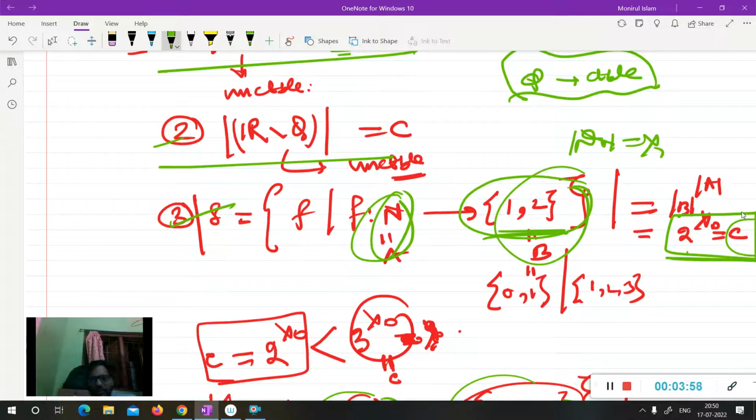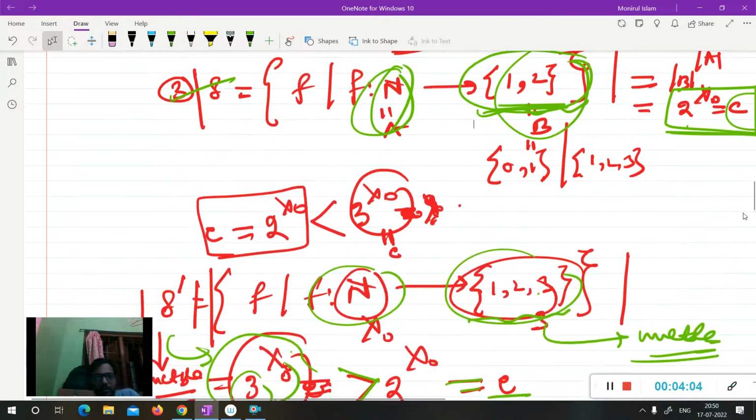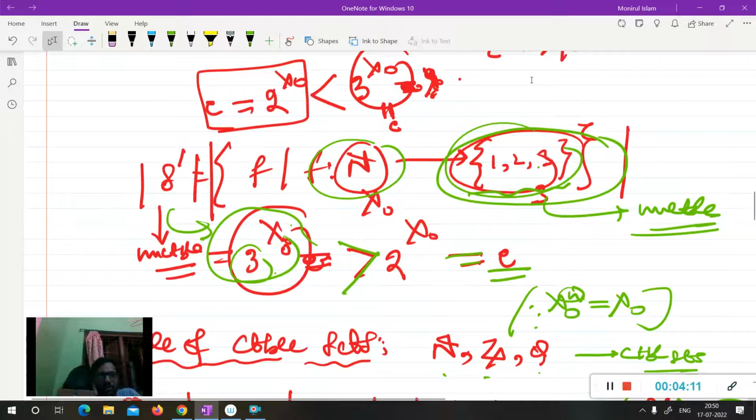See, if it contains 3 elements, or 4 elements, more than 2 elements, this is also again an uncountable set. I am saying that if the set contains 3 elements, say functions from N to {1, 2, 3}, the cardinality will be 3 to the power aleph naught, and 3 to the power aleph naught is greater than 2 to the power aleph naught, because 3 is greater than 2. 2 to the power aleph naught is C, the continuum, so this set has cardinality greater than the continuum, so this must be an uncountable set.